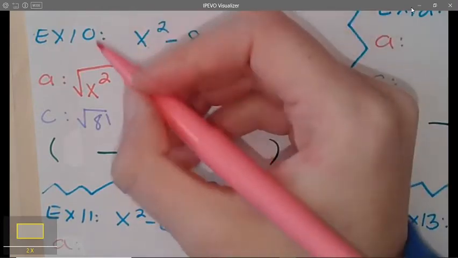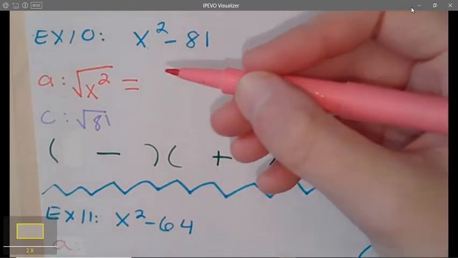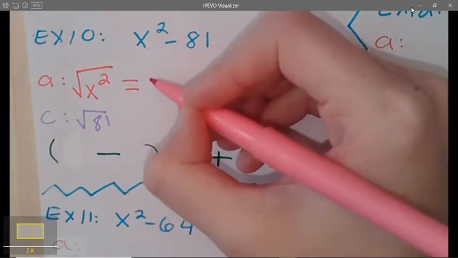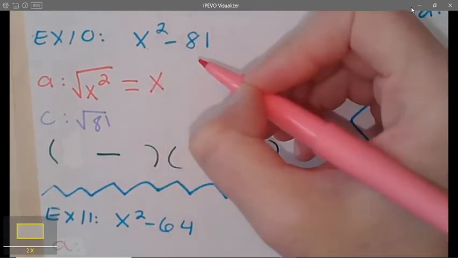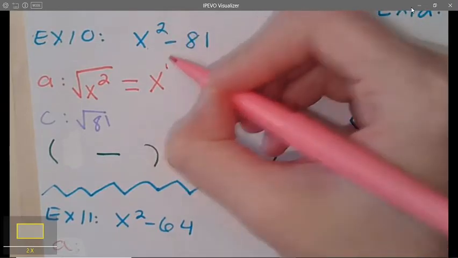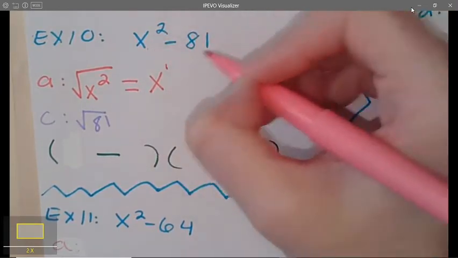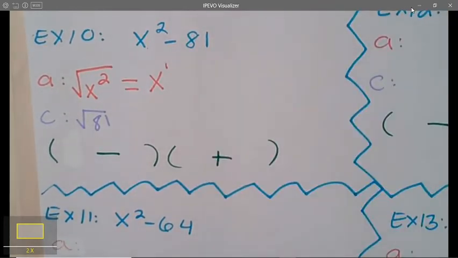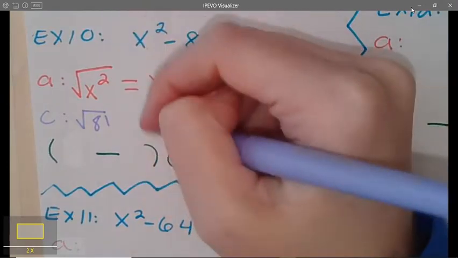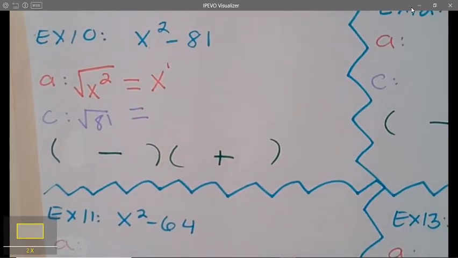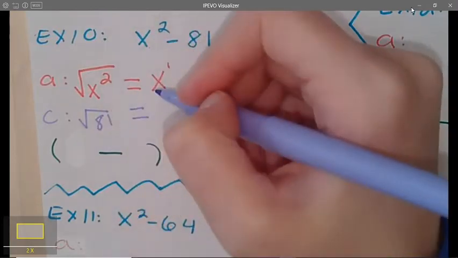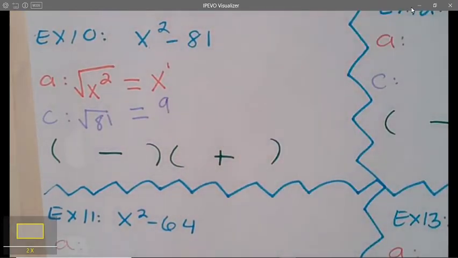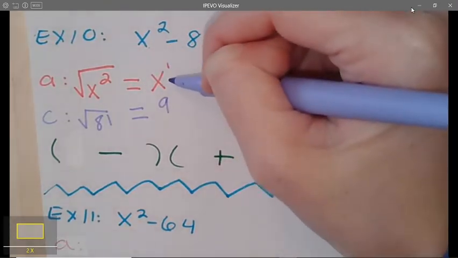So the square root of x squared, well, what times what gives you x squared? It would be x to the first, because x to the first times x to the first. Remember, when you multiply variables with exponents, you add them. So 1 plus 1 is 2. So you could write this as x to the first or just as x. And then the square root of 81, what times what will give you 81? That's the same exact number. You guys always know the right answer. It is 9. Nice job. So this is my A and this is my C.